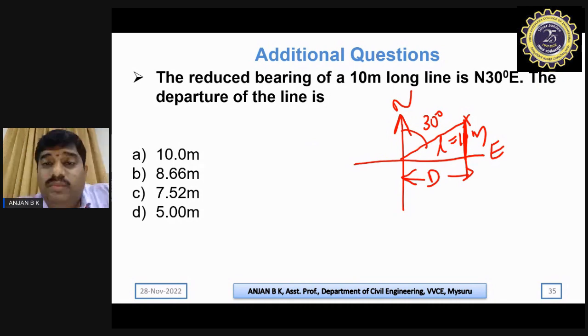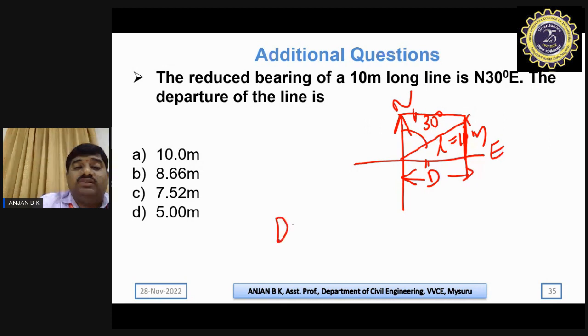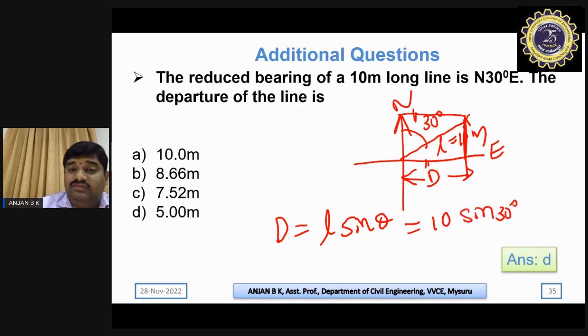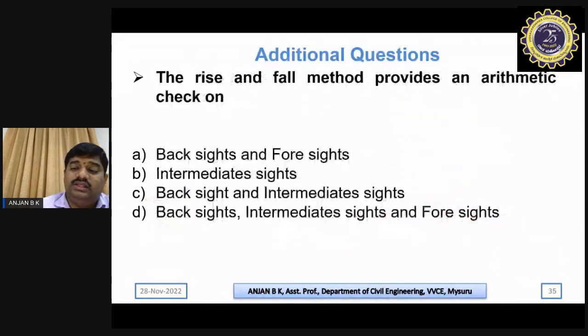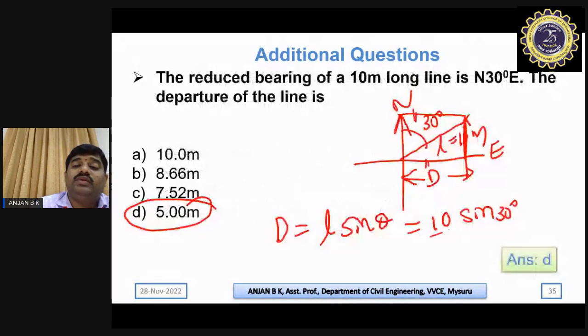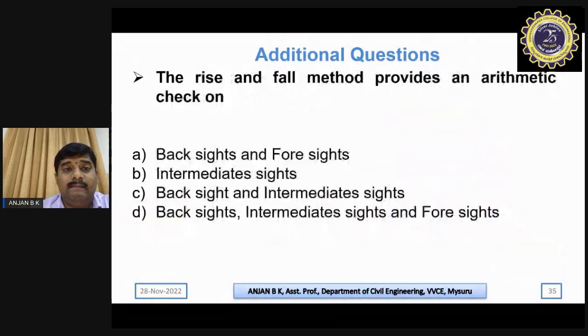If you take this side and this side, they will be the same length, which is nothing but the opposite side. So departure will be given by L times sine theta. L is 10 and theta is 30 degree. Sine 30 is nothing but 0.5. So 10 into 0.5 is 5 meters.